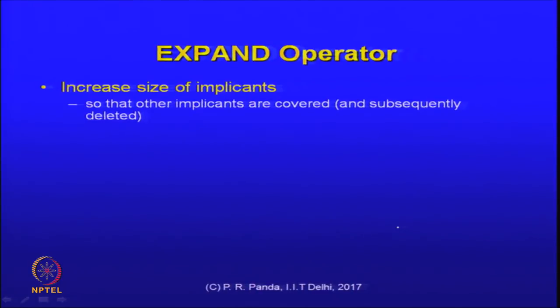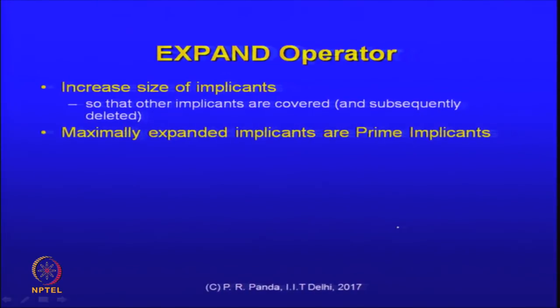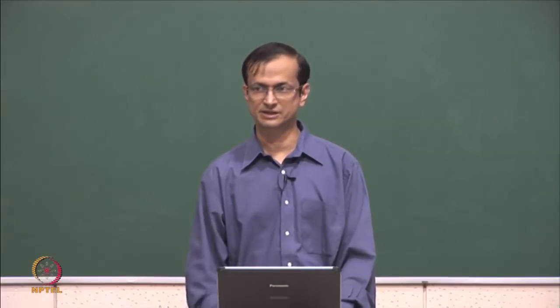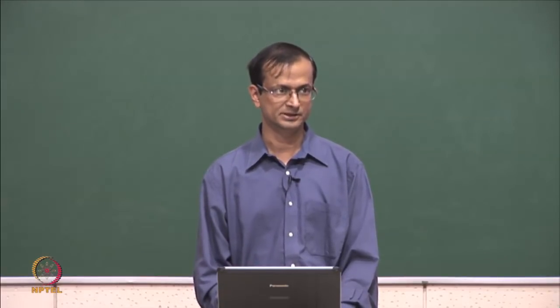Idea is trivial, but what are the choices? Problem is that choices are there. What are the choices? These maximally expanded implicants are the prime implicants. You can't expand anymore without intersecting the offset, means that you have arrived at a prime implicant.